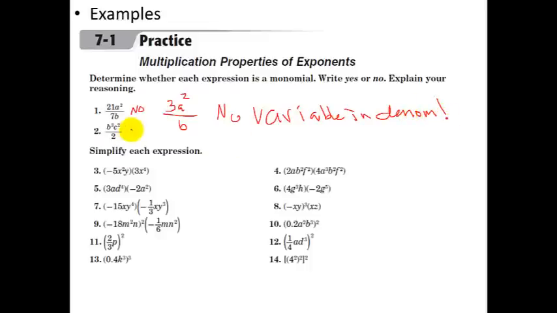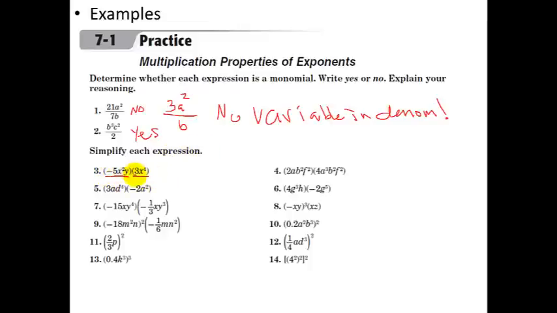Okay, the next one is a yes, because even though we have a denominator, it's just a number down there, and so we have our variables in the top, and no negative exponents, which we'll talk about in the next section. Okay, so variables only in the numerator, and a single term multiplied or divided together. Alright, simplify each expression.